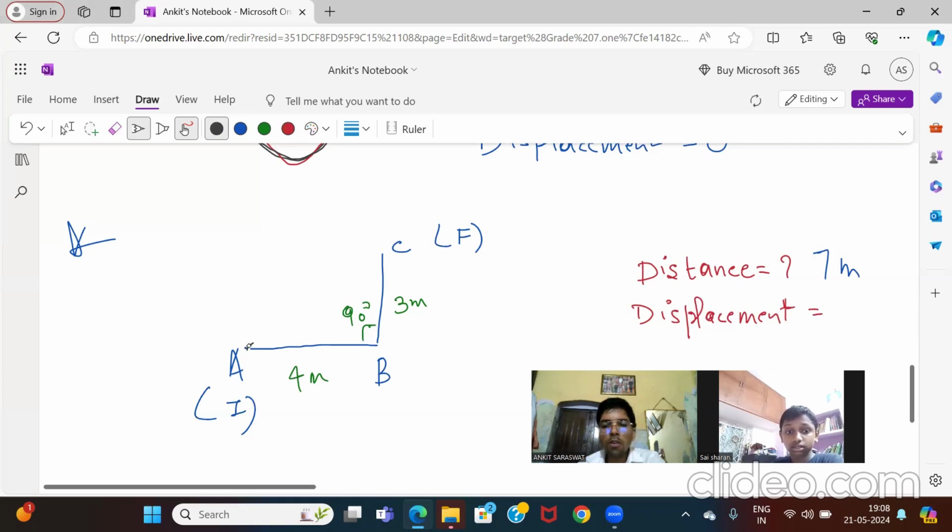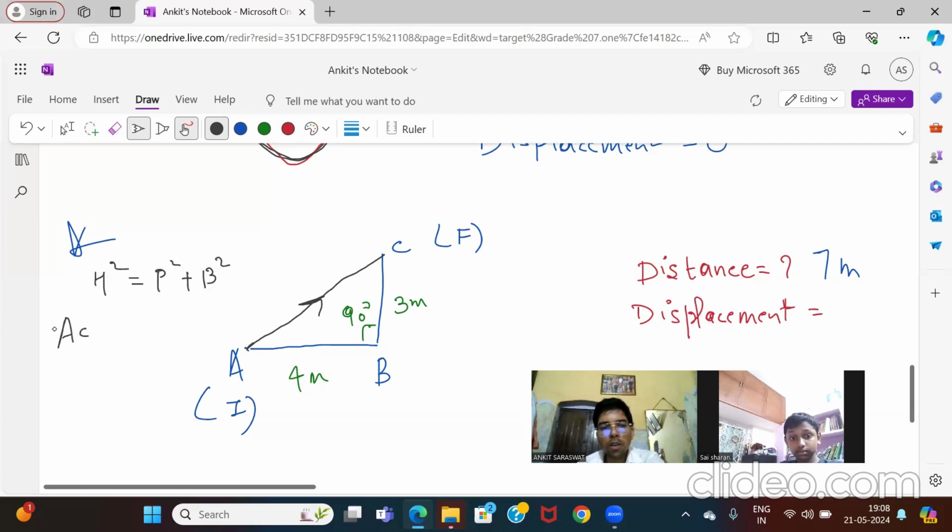First of all, in order to calculate the displacement, just join the initial and final position like this. It is very easy. It is a right angle triangle. You know what is a hypotenuse: hypotenuse square is equal to perpendicular square plus base square. You know this? Yes, sir.